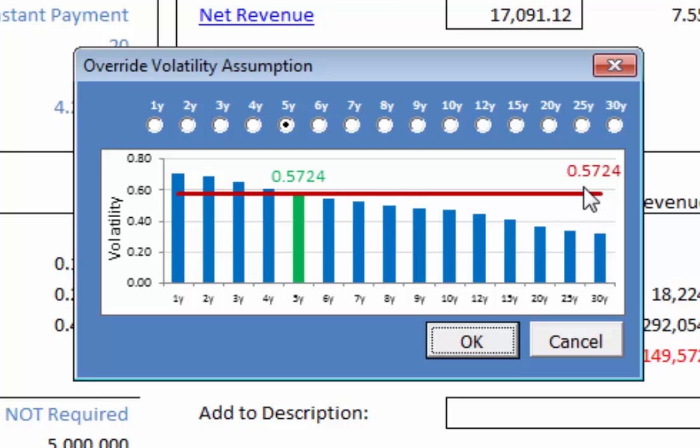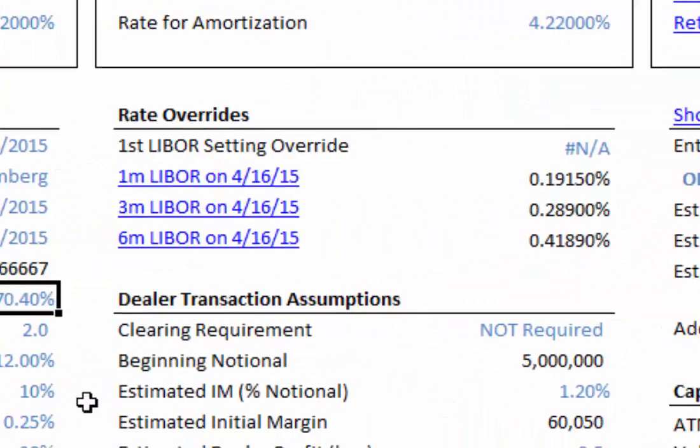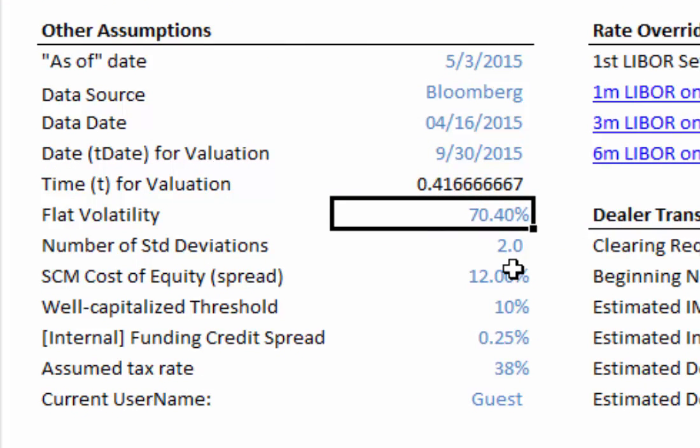The range between 1 year and 30 years, it's a huge range. We go from 1 year, a little over 70%, to 30 years, it's 32%. So if you want to be really conservative here, you could say, well, I want to use this higher volatility, in which case you might select that, or 2 years 68, 3 years 65, and press OK. Again, it changes that volatility.